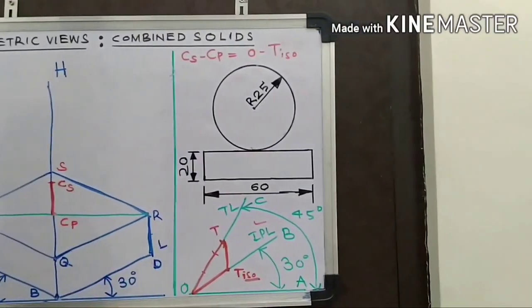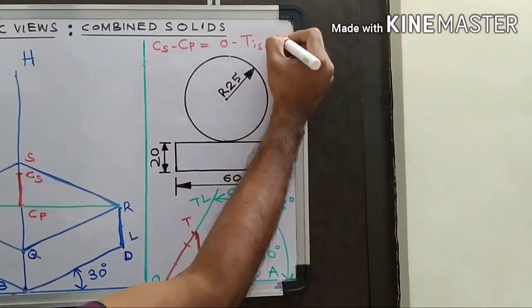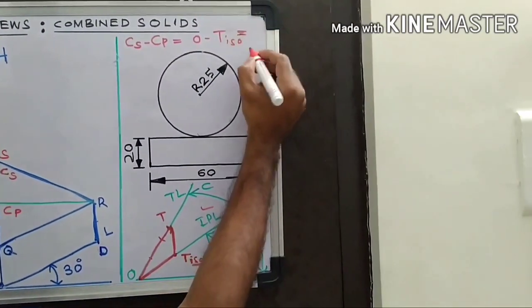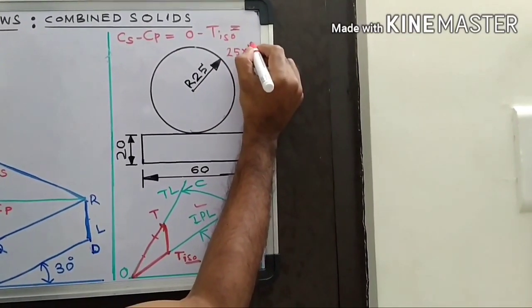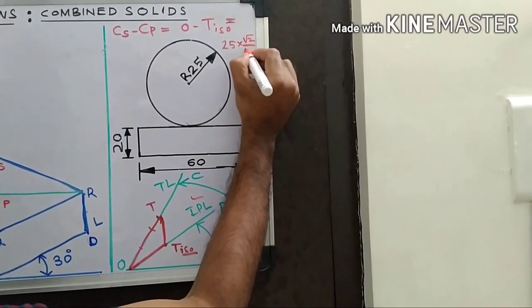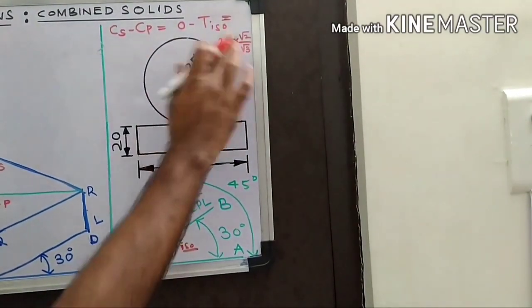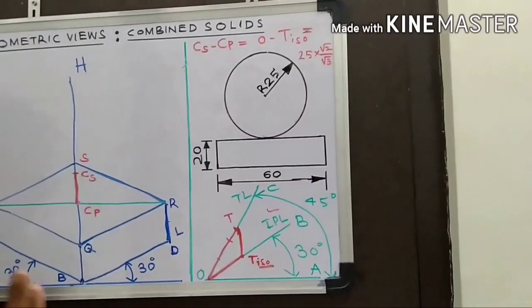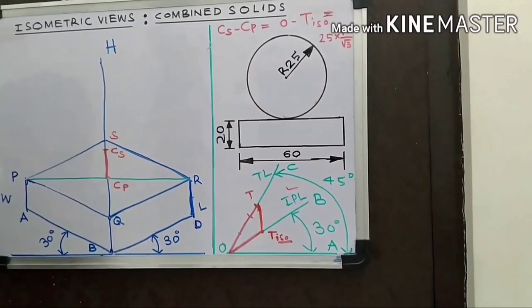Otherwise you can do it as OT iso equals 25 multiplied by square root of 2 divided by square root of 3. This is the isometric projection length. After getting the isometric projection length, the final thing.